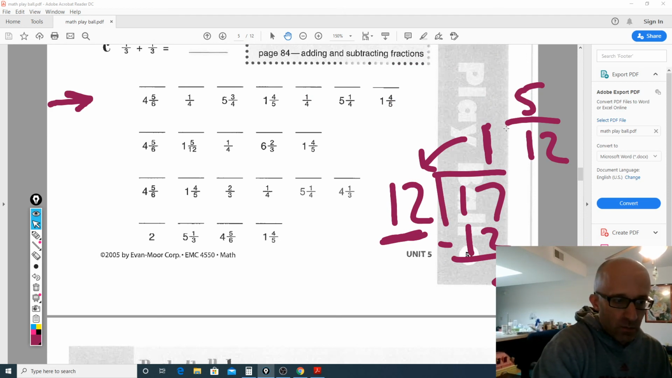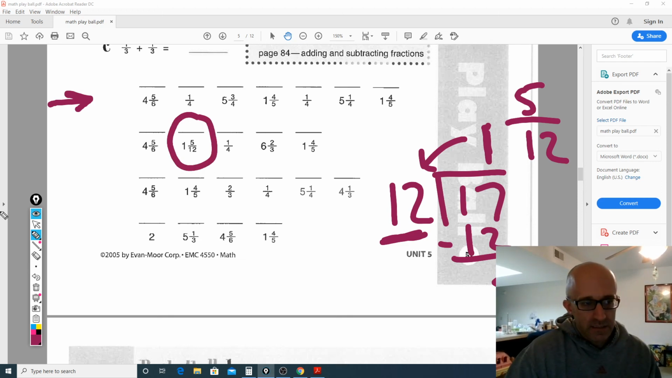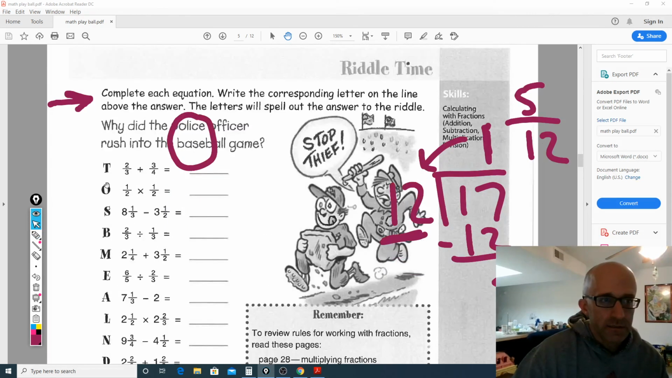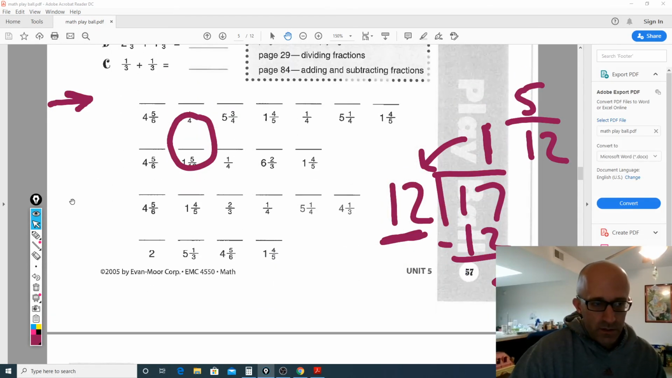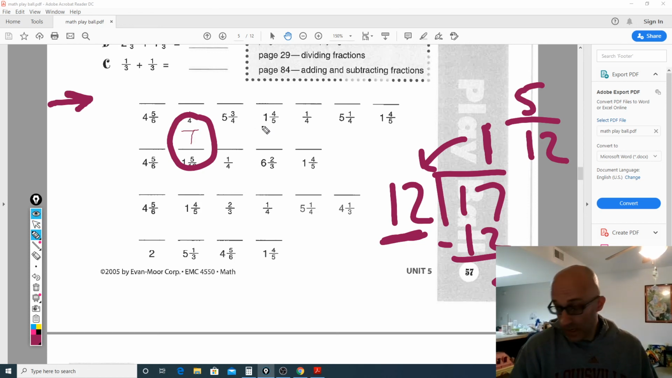And you look down, you'll see 1 and 5/12 is right here. And that gets the letter, what is it? It's T. So 1 and 5/12 should get the letter T. Letter T. Hope it helps.